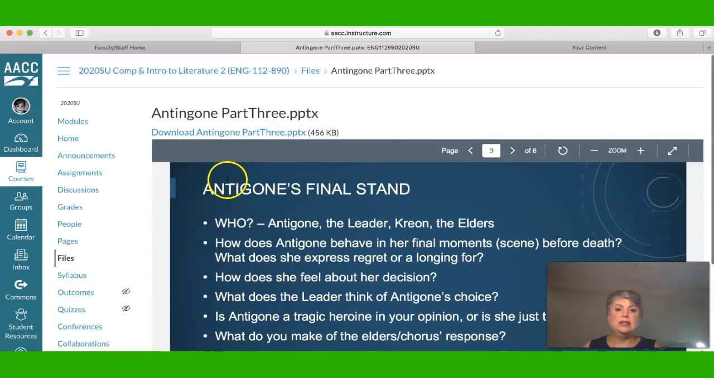Think about Antigone's final stand. How does Antigone behave in her final moments before death? This is before she's sort of marched off for, we'll say, execution loosely. Technically, I believe she's buried alive, right? That's a terrible death. But she has a very dramatic scene here, and she gives this long speech, which is kind of like a goodbye speech, right?